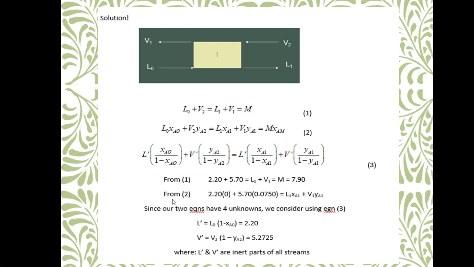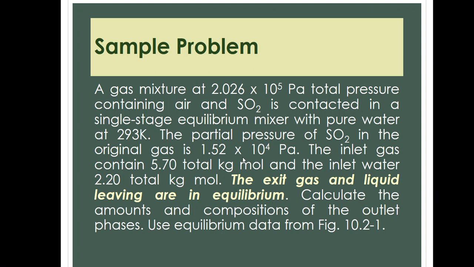But nonetheless, before I proceed on how we're supposed to attack the problem, because we have two equations with 4 unknowns, I will explain why you have this for the 0.0750. Okay? So the problem says that your partial pressure for SO2 in the original gas is 1.52 times 10 raised to 4. And the total pressure is this.